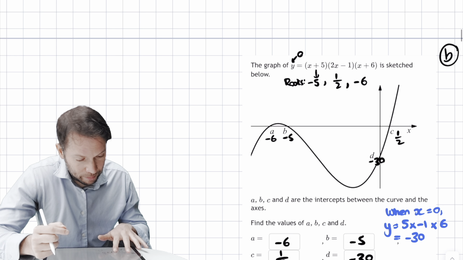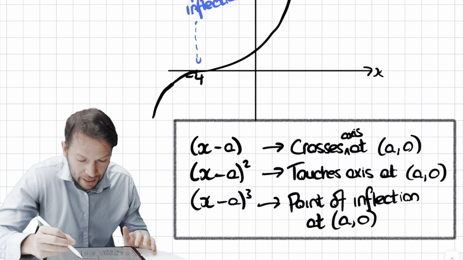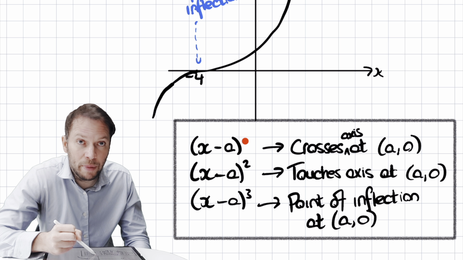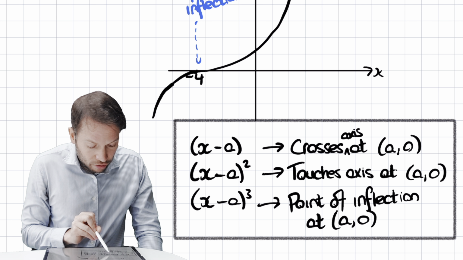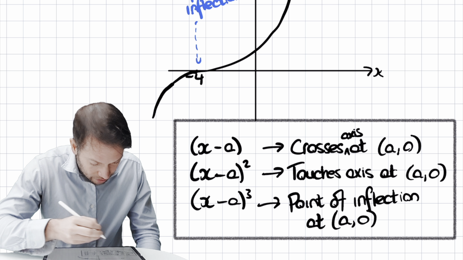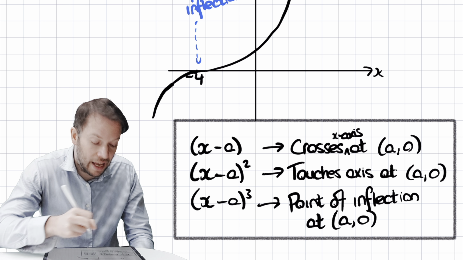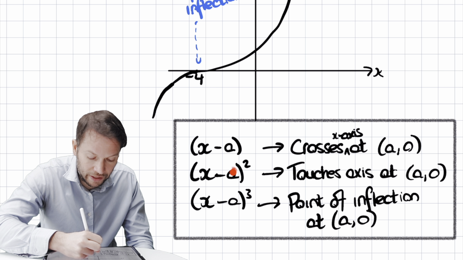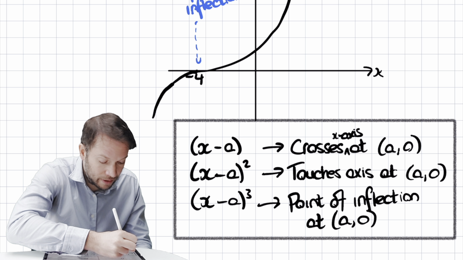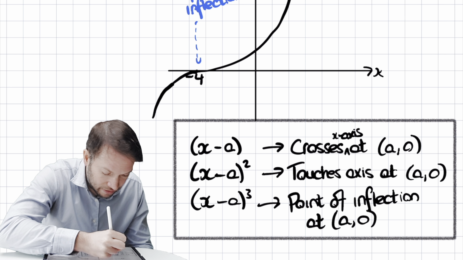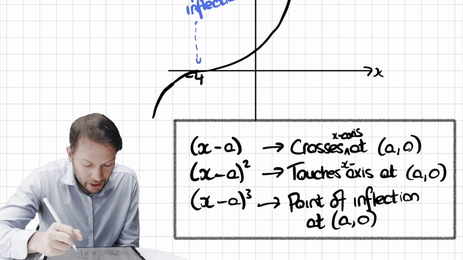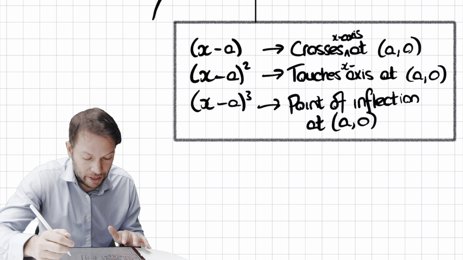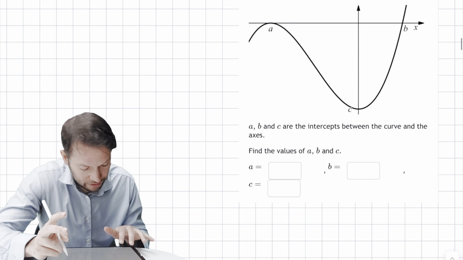But just to recap what we saw, if we have a factor in the factorized form of the cubic of x minus a without any power, then the graph is going to cross the x-axis at a,0. If it's a repeated root, so a repeated factor, so it's something squared, then it touches the x-axis at a,0. And finally, if it's cubed, then you're going to get something called a point of inflection at a,0, which we'll cover again in a second.